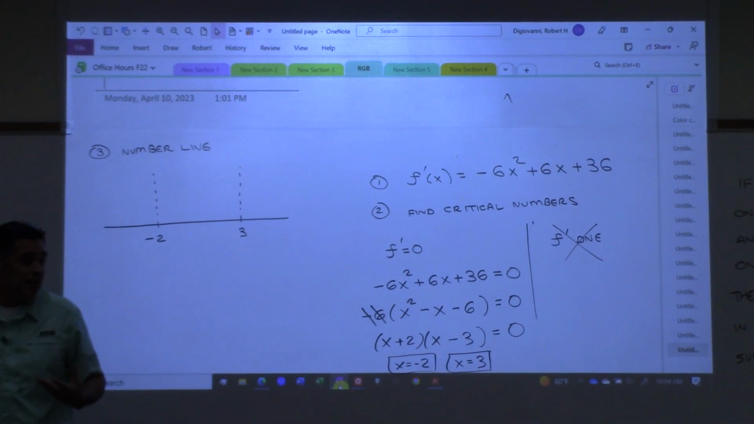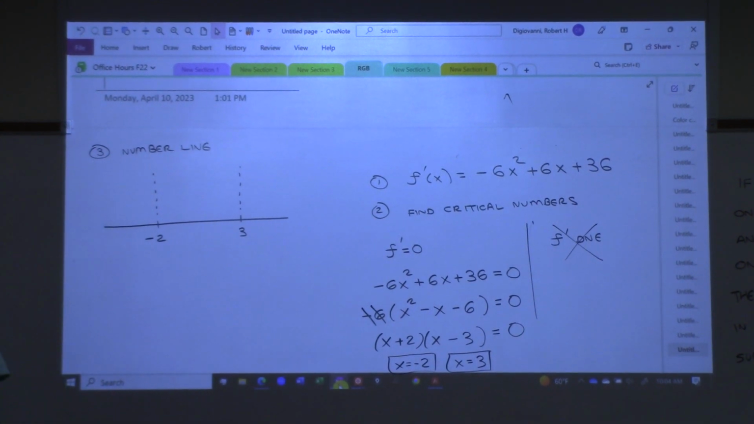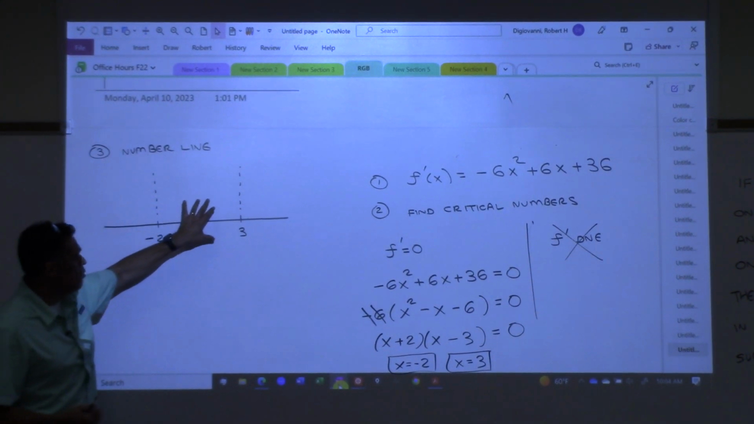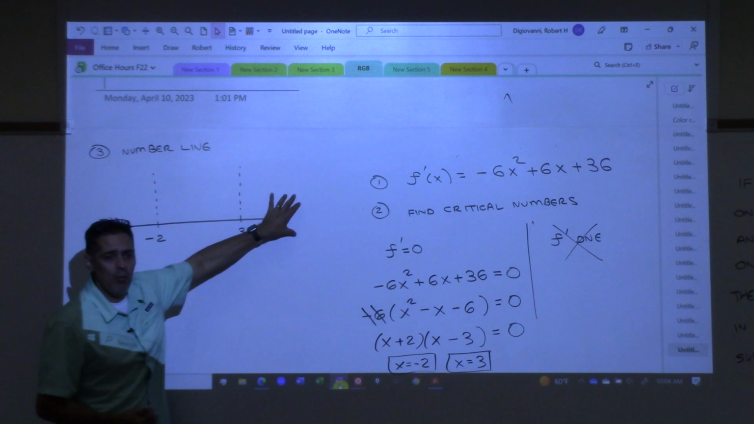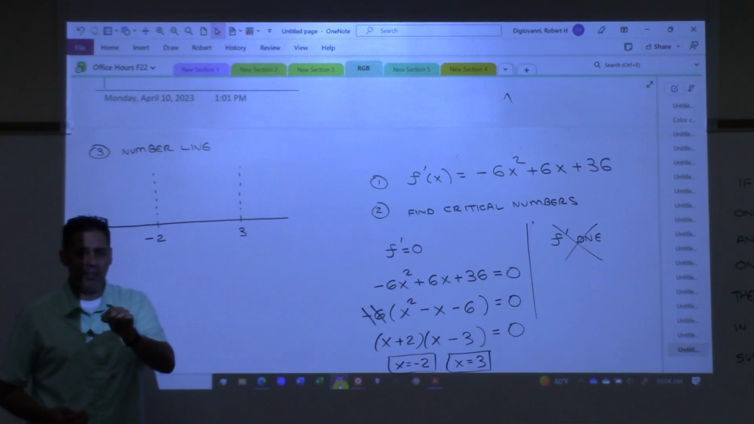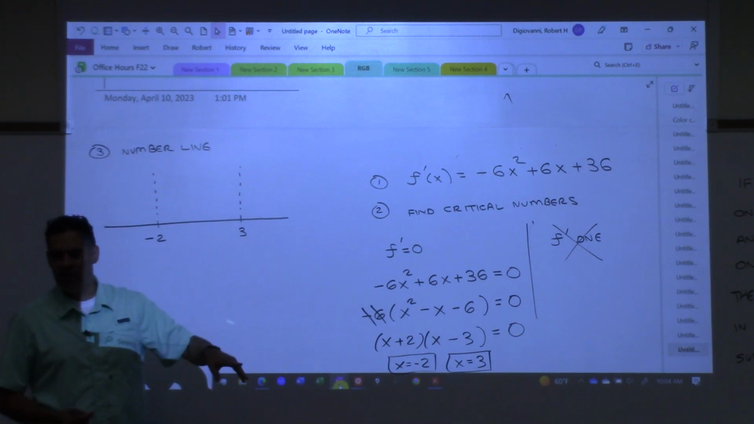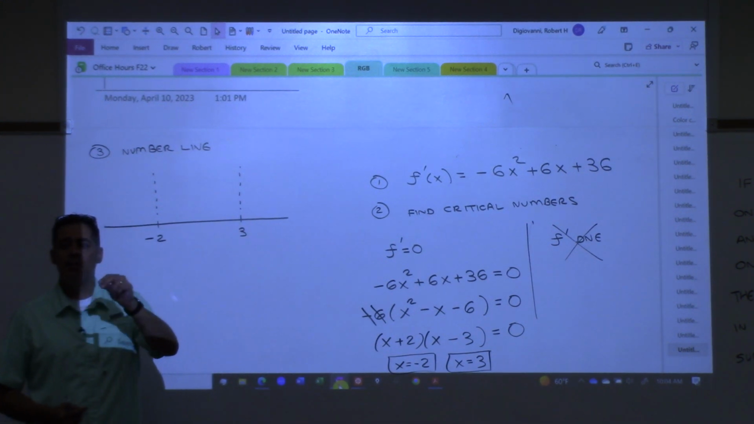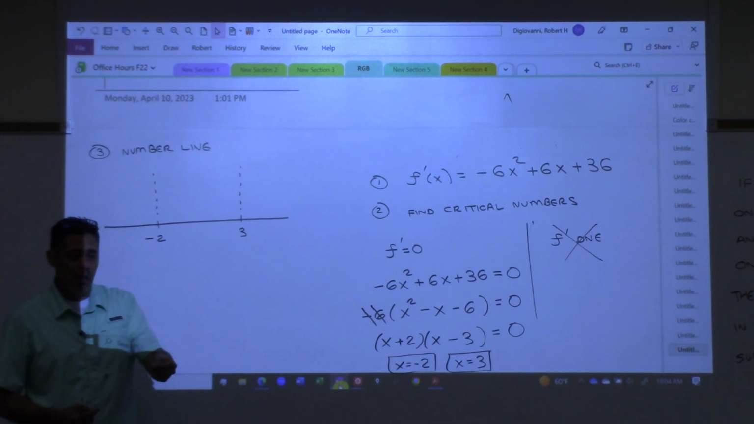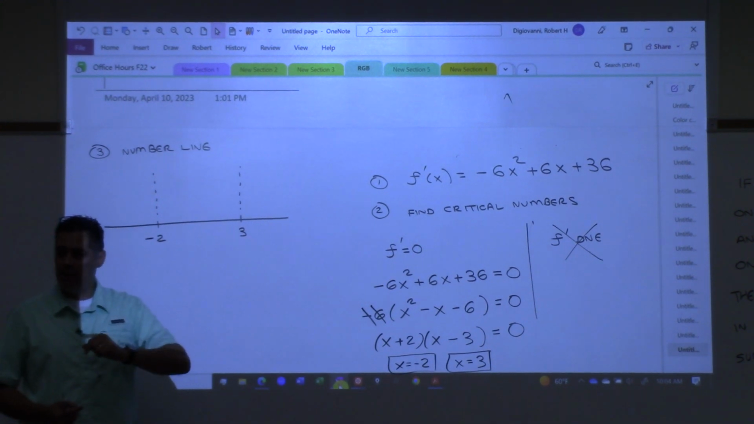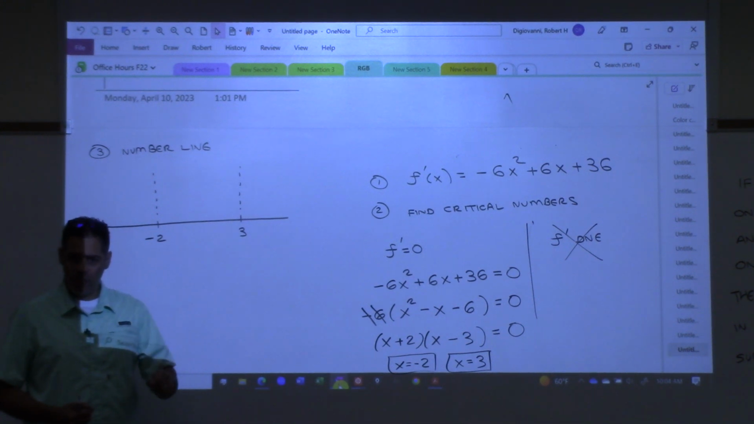And now I'm just going to pick a test point. I'm just going to pick any point that I want over here, then any point I want here, and then any point I want here. And I'm going to investigate what's happening to the derivative at those points. Not the original function. I don't care what the original function is doing. I care what the derivative is doing. Because if the derivative is positive, what does that tell me about the original function? It's increasing. And if the derivative is negative, it tells me that the original function is decreasing.